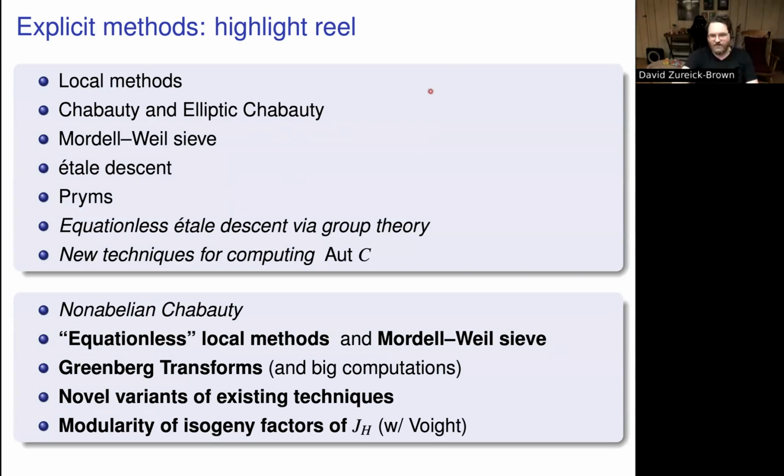The first box is what Jeremy and I did in our original paper. So we just used everything and everything else: Chabauty, elliptic curve Chabauty, prym varieties, étale descent. We had a couple of innovations. We figured out for these modular curves in some situations how to do étale descent without having the equations, just via group theory in some way.